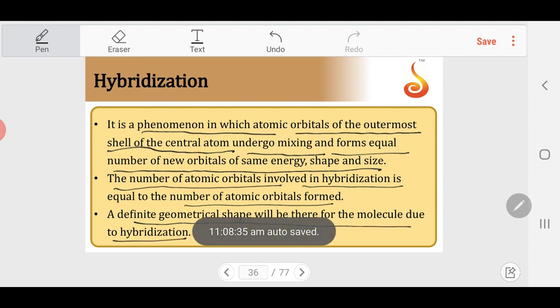Based on the orientation, a definite geometrical shape is given for each and every hybridization. Covalent bonds are directional in space. As a result, hybrid orbitals are also directional in space, giving a regular geometry for the molecule.